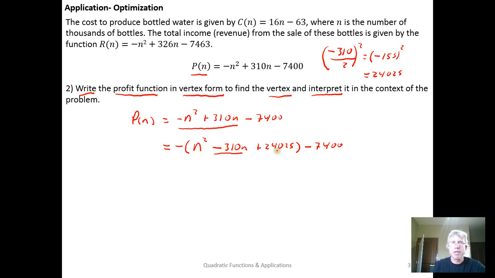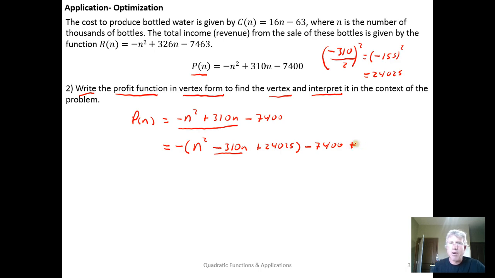We've completed the square inside of the parentheses, and now I need to make an adjustment out here so that I'm effectively adding 0 to the function. I want to recognize that I have to pay attention to the negative sign. I haven't really added 24,025 to the function. I have to distribute the minus sign in. Negative times positive is negative. I've subtracted 24,025 from the function as a whole.